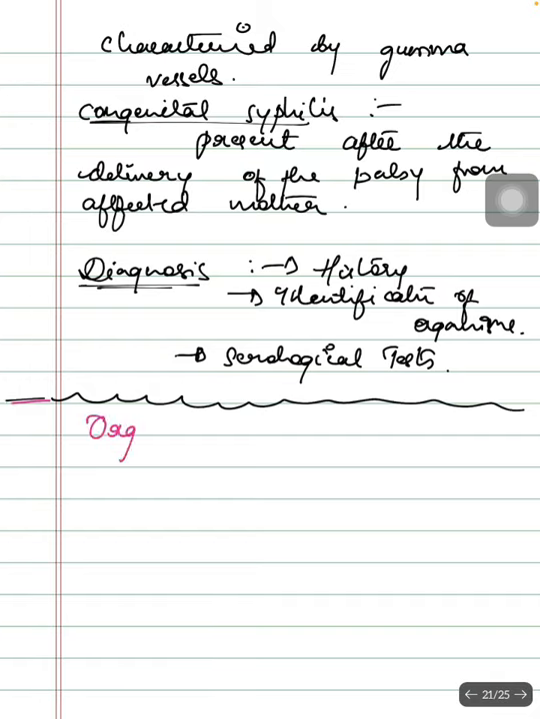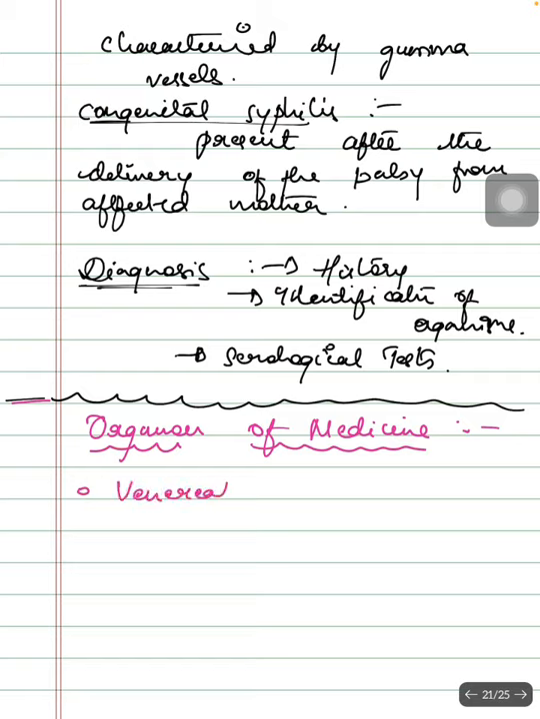Next we will see the miasms, organon of medicine. There are 3 types of miasms: psora, syphilis and sycosis, and recently there has been the addition of one more miasm, the tubercular miasm. And this is the definition of syphilis in the organon.